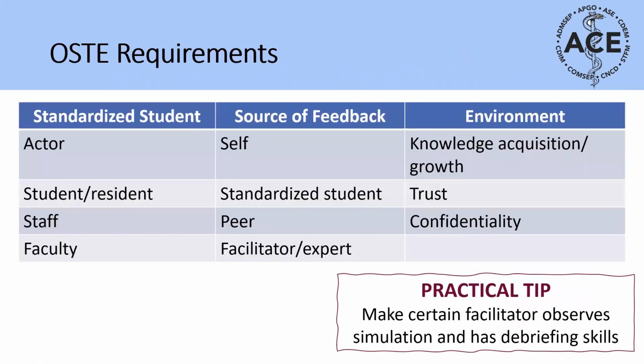Next slide. So if you are going to set up an OSTE, there are different individuals who can play the role of the standardized student. There are many ways that the teacher can actually get feedback about their performance. They can self-assess it. The standardized student can give them feedback. There may be a peer who's watching the interaction who can give feedback. And then there could be the facilitator who could give feedback.